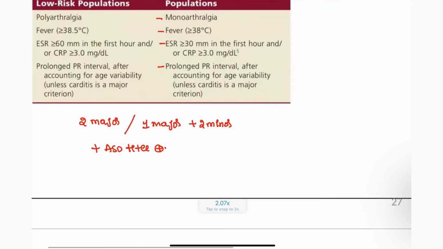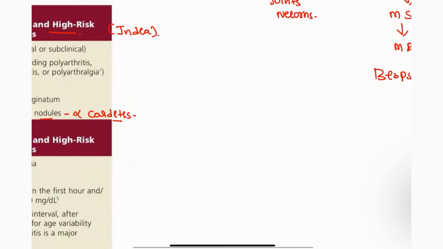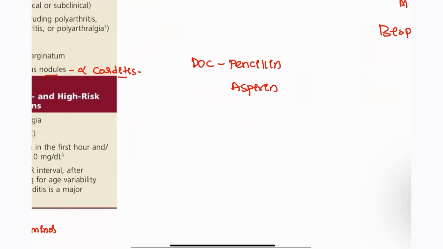Next, what is the drug of choice for this patient? We are going to start this patient on penicillin. Penicillin is given, and also aspirin for anti-inflammation. Next are steroids, given to decrease the nodules and other manifestations, and other drugs like phenobarbital. Phenobarbital is given to decrease the chorea symptoms.